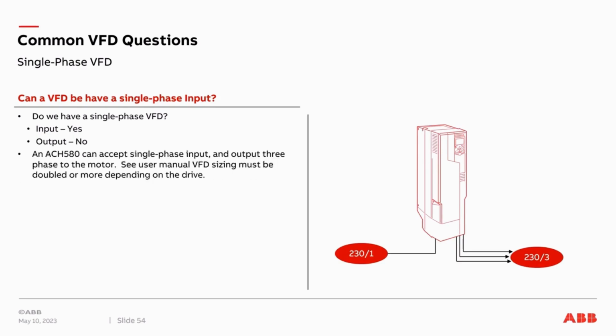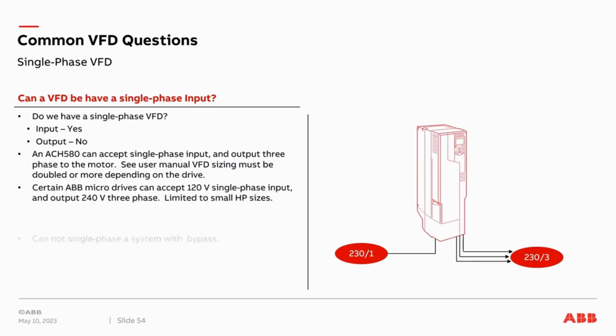The ACH 580 can accept a single phase input and output 3-phase to a motor. See the user manual for VFD size ratings, and it must be doubled or more depending on the drive size. For the 580, you need to look at the user's manual to determine what size drive you need to support your motor. Certain ABB micro drives can accept like 120 volt single phase input, and they can output 240 volt 3-phase, but they're very limited to small size motors.